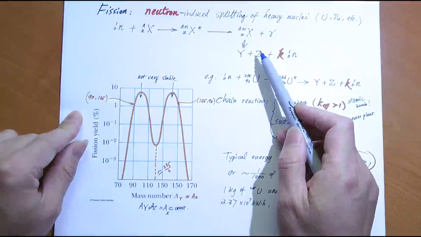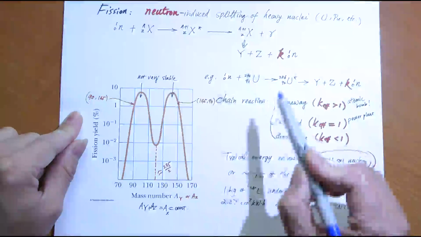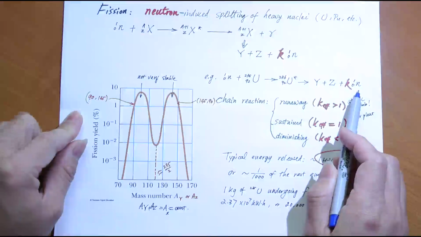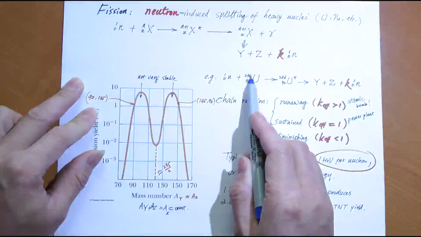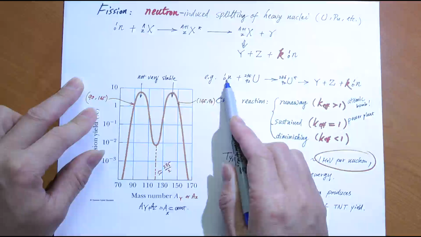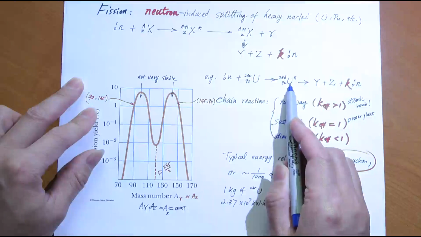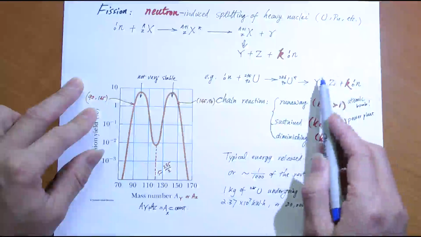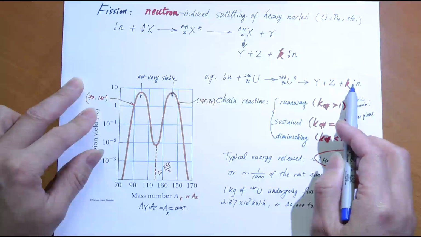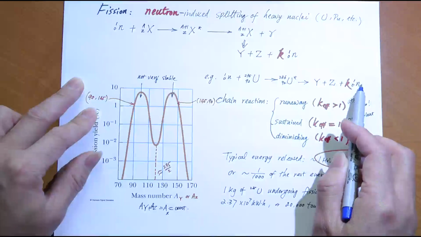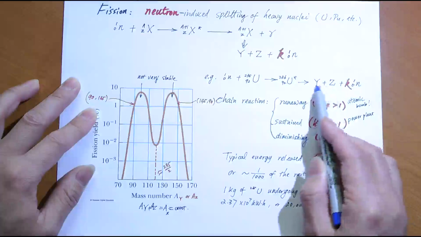Using uranium-235 as an example. So X is uranium-235. Here is the actual fission formula for uranium-235. 235 captures a neutron, and it turns into 236 in an excited state. Then it de-excites, producing a split into two parts, Y and Z, plus a number of neutrons. And this Y and Z may have a certain atomic mass number, and it varies.